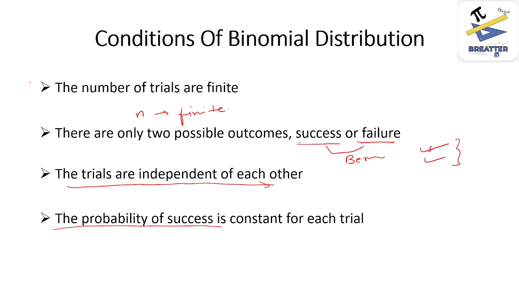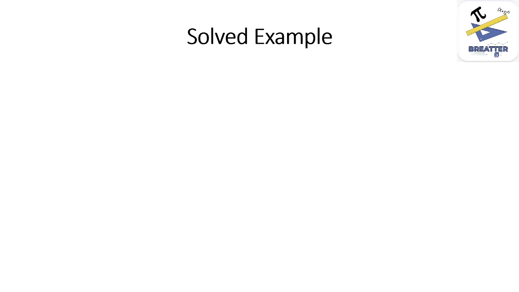So the four conditions are these. First, the number of trials should be fixed. Second, there are only two outcomes, that means it has to follow a Bernoulli distribution. Third, trials should be independent of each other, and fourth, the probability of success should be constant for each trial. Now we have learned the basic concept of binomial distribution. Now onwards we'll learn the solved example of binomial distribution.